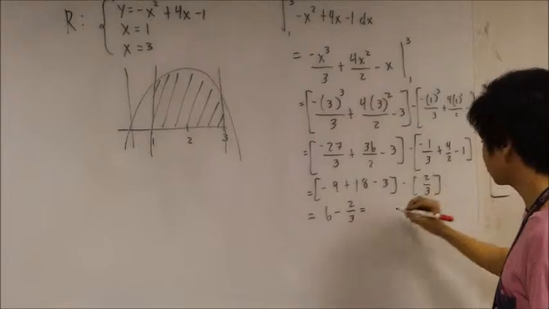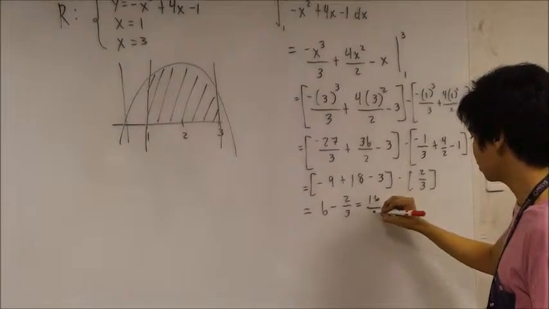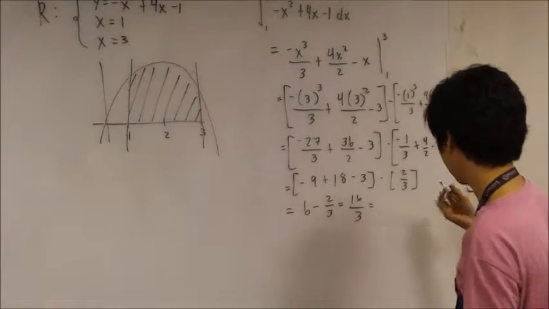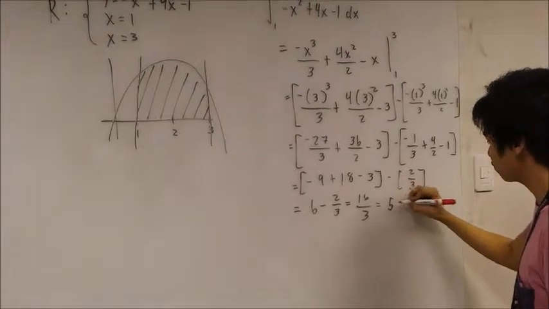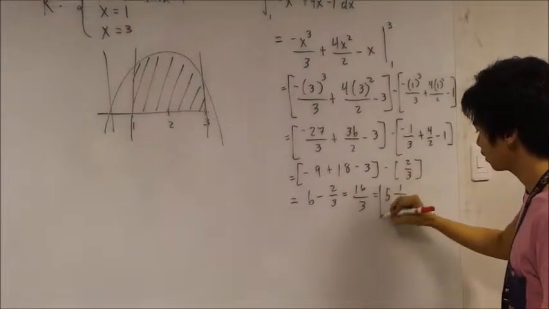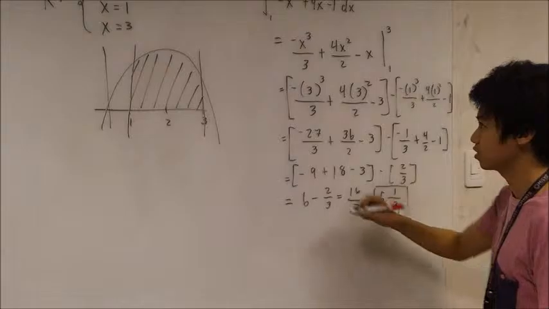Or if you solve for this, we have 16 over 3, which can also be written as 5 and 1/3. And this is the area of the region there.